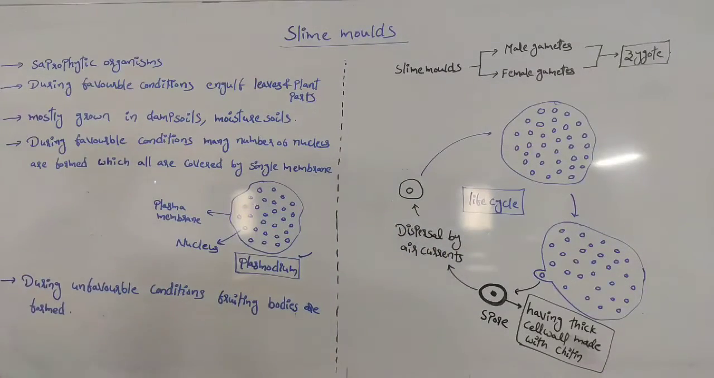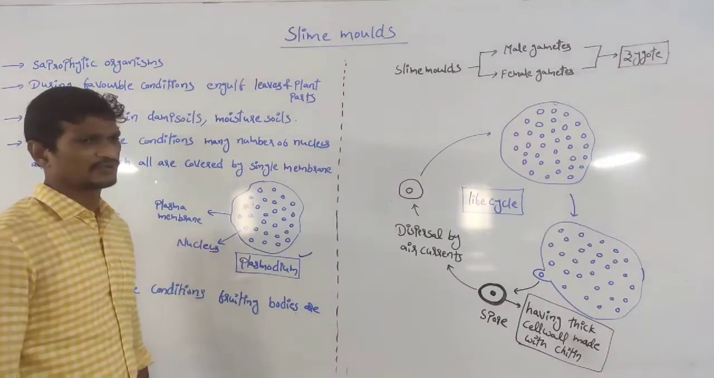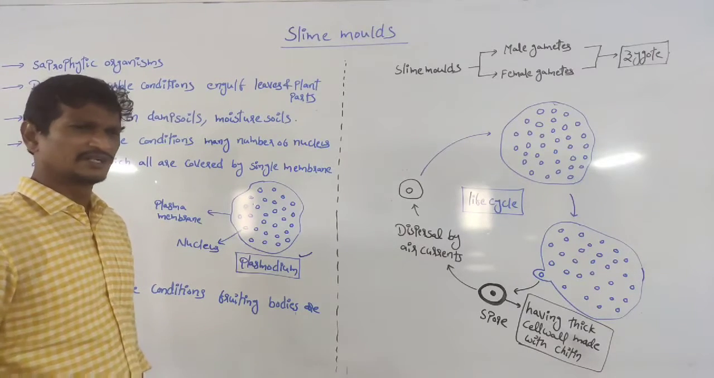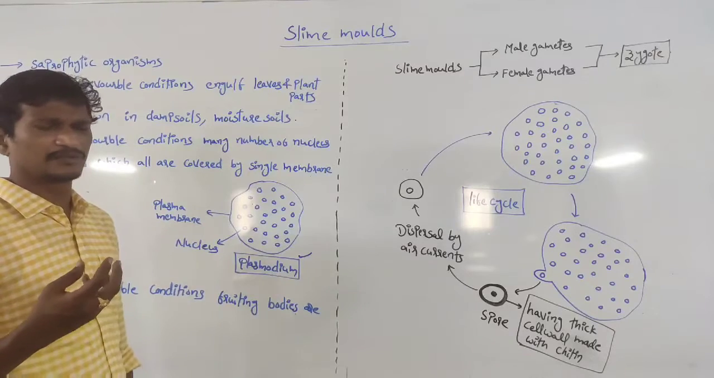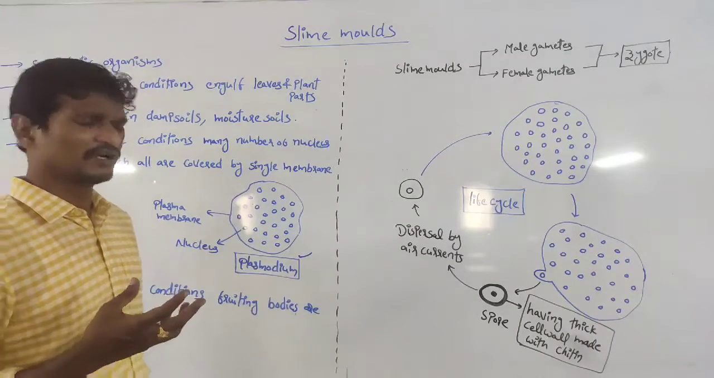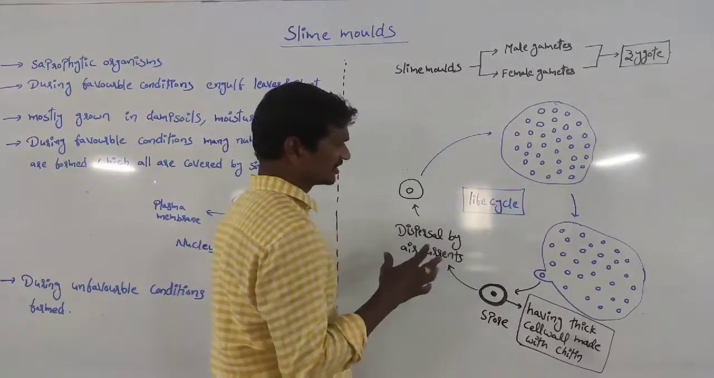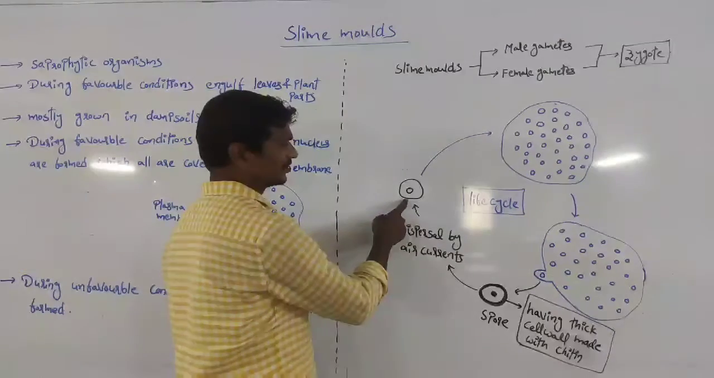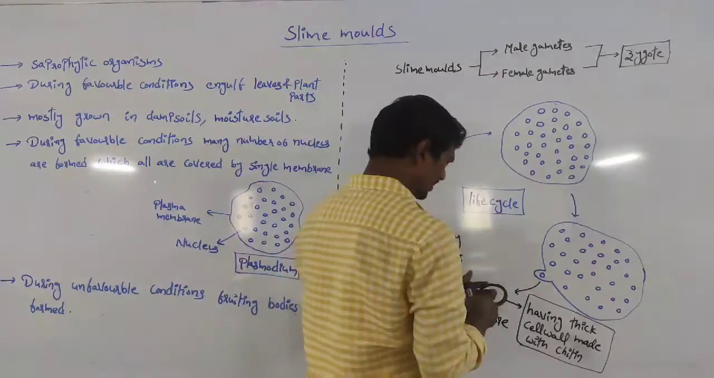During unfavorable conditions, fruiting bodies are produced. These are nothing but reproductive spores, or spore-like structures. See, this is one of the life cycles. This is the normal condition, one of the slime mold structures, during favorable conditions.